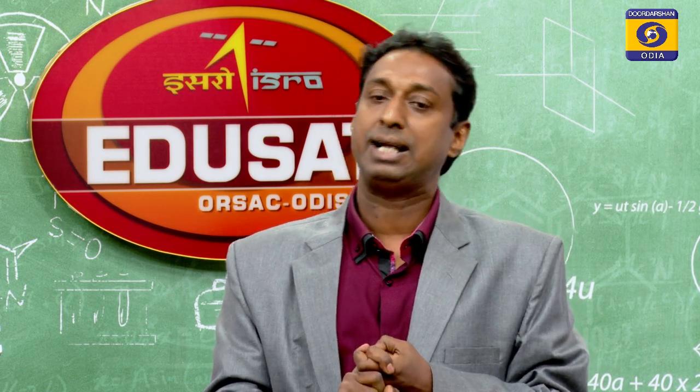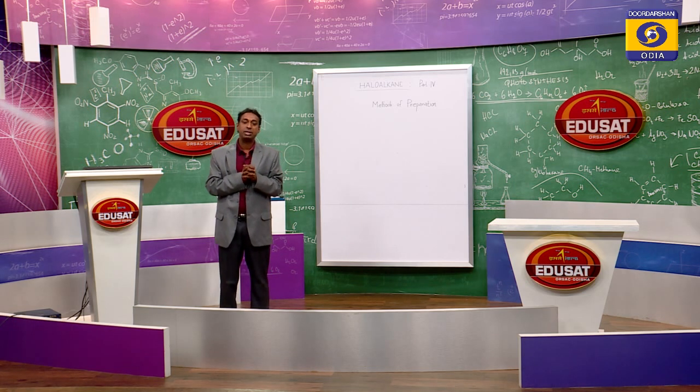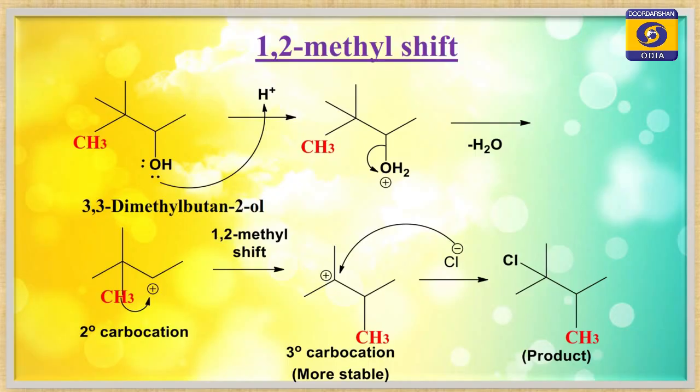Remember, this type of shift is called 1,2 hydride shift, because the carbocation is at one position and the hydride, means the hydrogen atom, is at the next carbon, that is the 2 position. So, shifting from 1 to 2 is called 1,2 hydride shift. This is for the formation of a more stable carbocation. Similar thing you can see in the next one, 1,2 methyl shift.